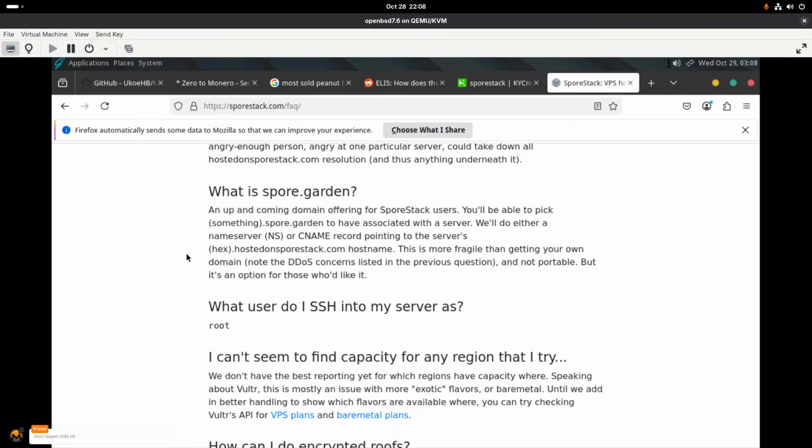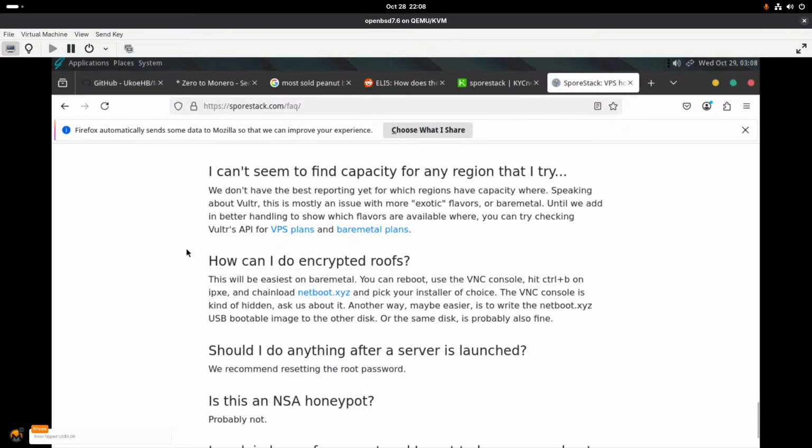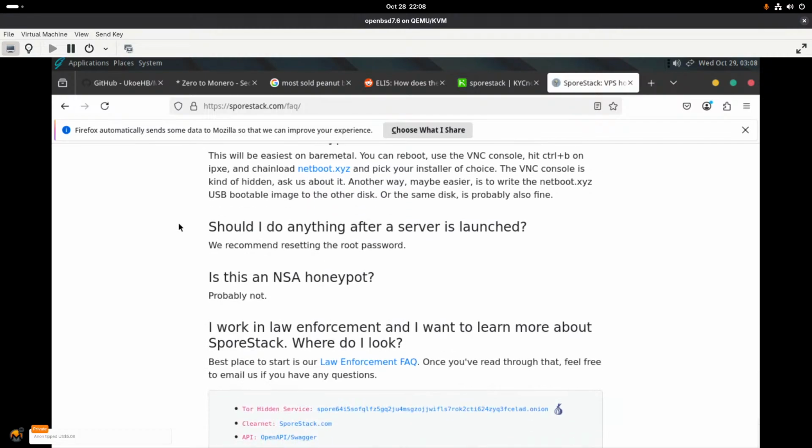You'll be able to pick something Spore.garden to have associated with your server. We'll do either name. Okay. This will be the easiest on bare metal. You can reboot, use the VNC console, pick your installer. Should I do anything after the server is launched? We recommend resetting the root password. Is this an NSA honeypot? Probably not.